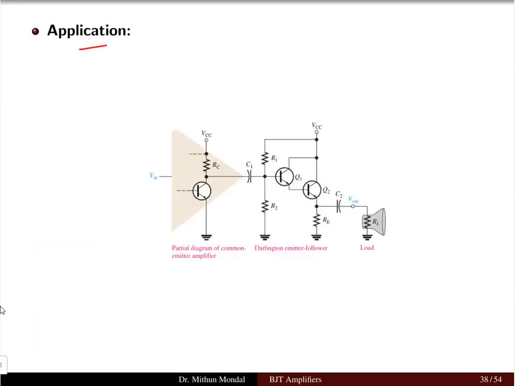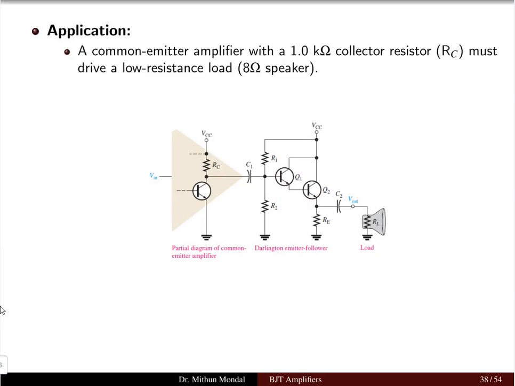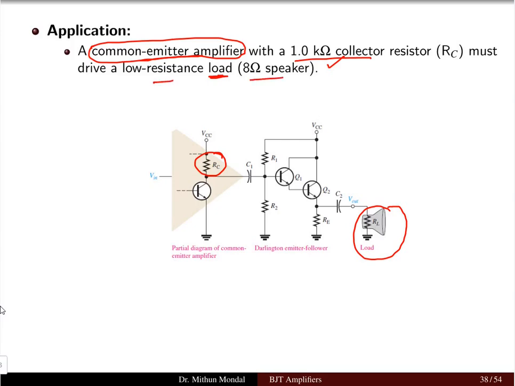One important application: let us see the Darlington pair configuration of transistors Q1 and Q2 connected when we have a common emitter amplifier, which we discussed in the previous lecture. What is a common emitter amplifier? Now this has 1 kilo ohm as the collector resistor, and there is a load connected at the output. Here you can see the load is connected in the form of a speaker. It is an 8 ohm load speaker, and that is a low resistance load.